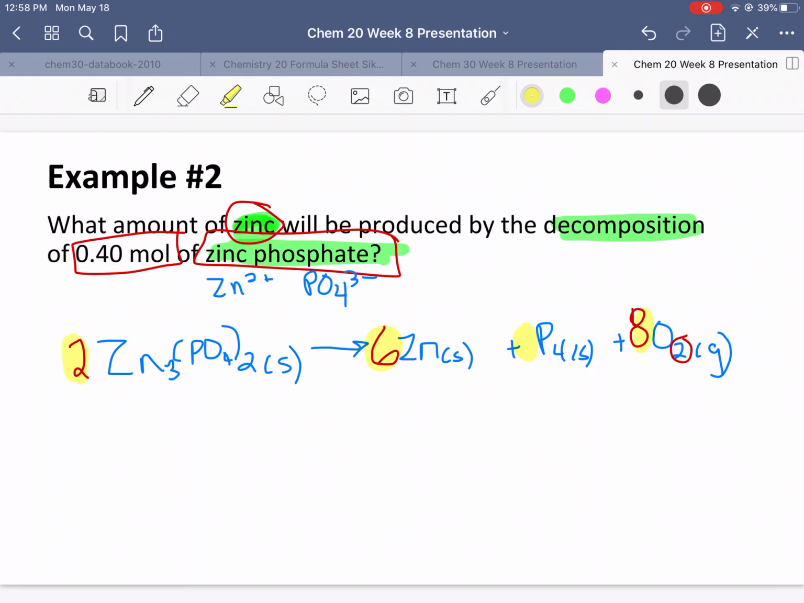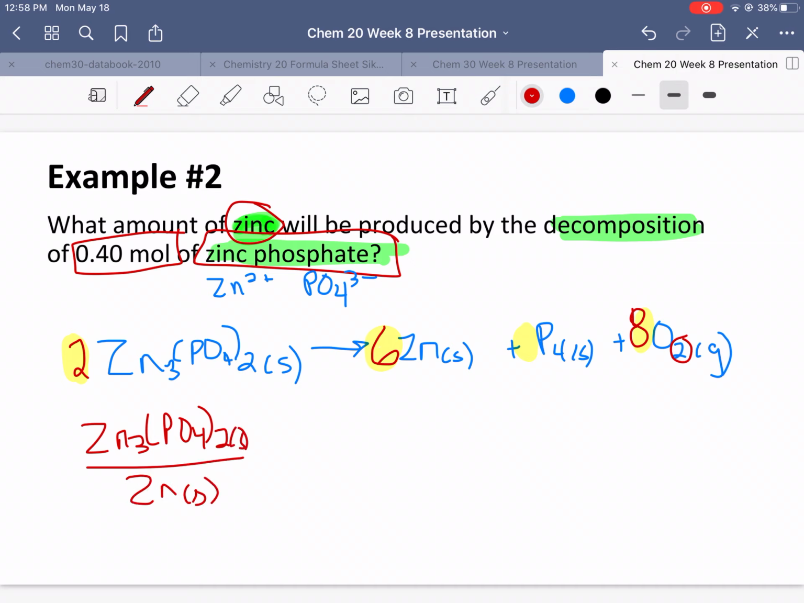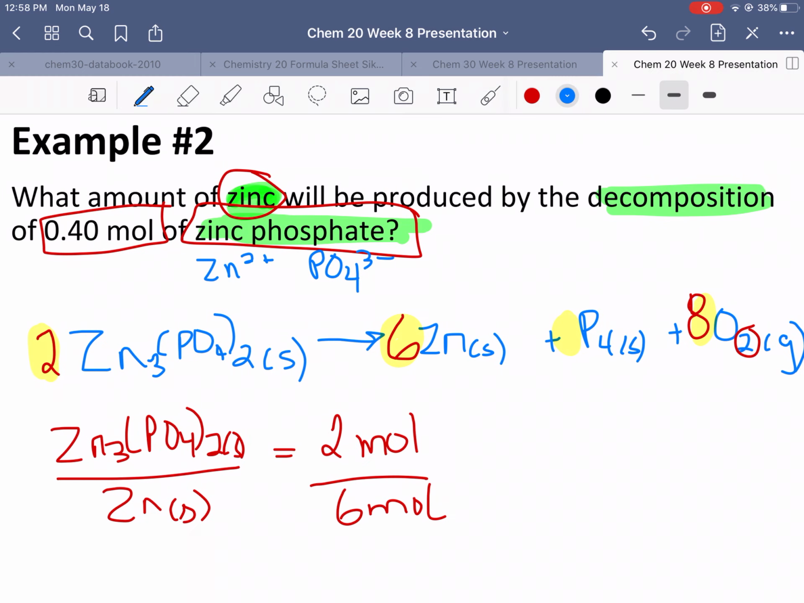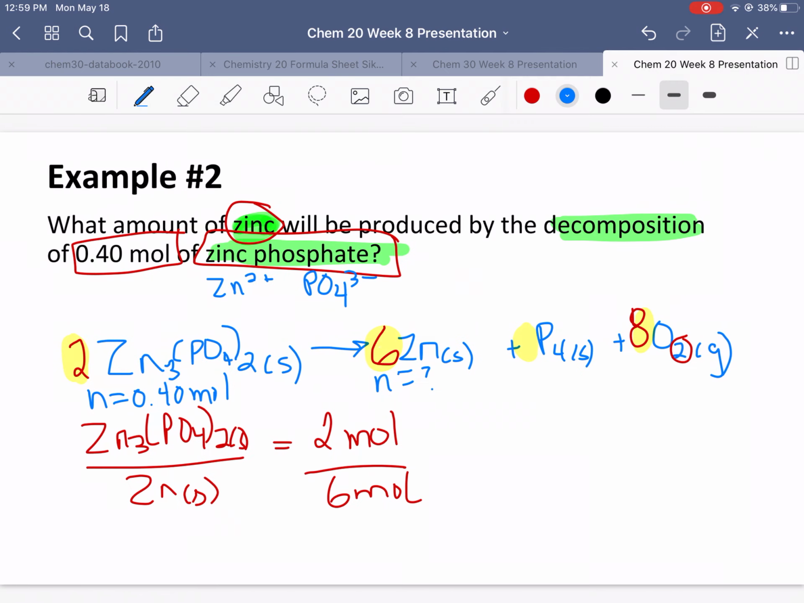What are we comparing? We're comparing the zinc to the zinc phosphate. So the zinc phosphate is compared to the zinc solid. What is the mole ratio of those two? It is 2 moles compared to 6 moles. Which is our given amount? Well, look at the question. It says you are given 0.40 moles of zinc phosphate. The question says what amount of zinc will result? There are our givens. So I know the amount of zinc phosphate.